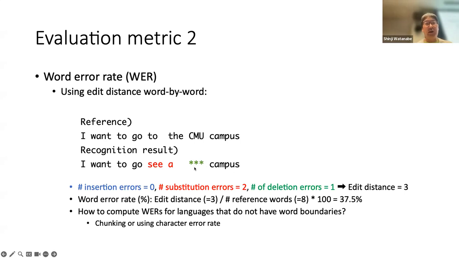And in this example, we have a three error count, and then we can compute the word error rate by dividing by the number of reference words: 1, 2, 3, 4, 5, 6, 7, 8. And then the error becomes 37.5%. So this is a definition that people widely use in speech recognition.